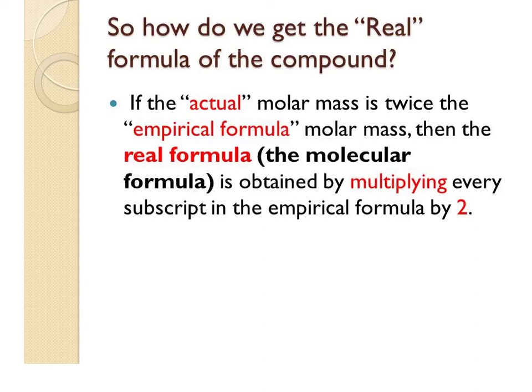So how we get the real formula: if the actual or the real molar mass of the compound is twice the empirical formula molar mass, then the real formula, or the molecular formula, is obtained by multiplying every single subscript in the empirical formula by 2. So again, if the actual molar mass is 2 times the empirical formula molar mass, so let's say the actual molar mass is 4 and the empirical molar mass is 2, that means every subscript in that empirical formula is going to get multiplied by 2.